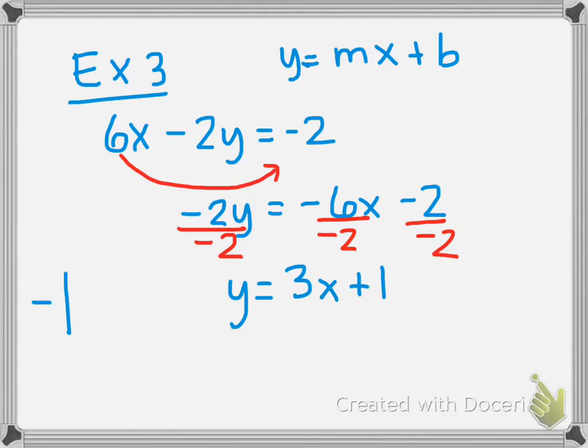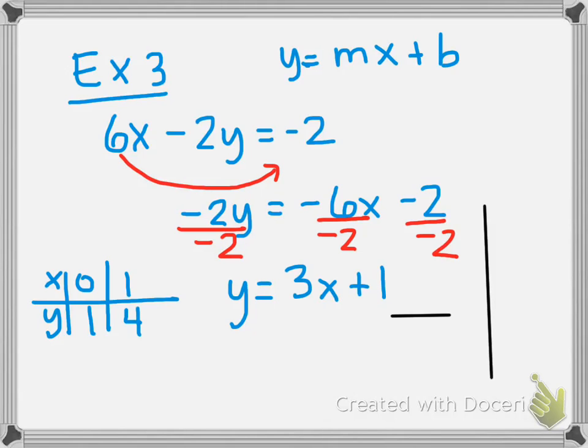Okay, you're going to make an xy table. Use 0 and 1 for x. Plug it in. 3 times 0 plus 1 is 1. 3 times 1 plus 1 is 4. Okay, you're going to make a little graph. Okay, 0, 1 is right there. And 1, 4 is right there. And then draw a line to those 2 points. Arrows on both ends because lines go forever in both directions.